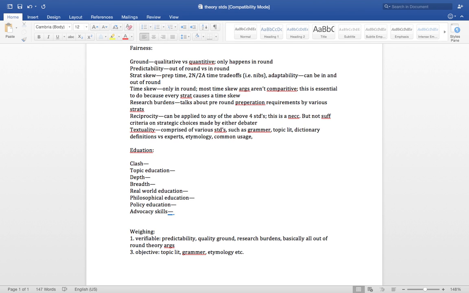I think this is a great place to have a natural break because we're approaching the end of this session. So next time we'll finish up with clash, depth, breadth, and advocacy skills, and then read you some theory shells and have you start practicing responding to them.